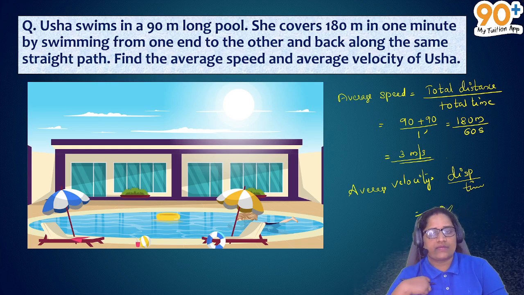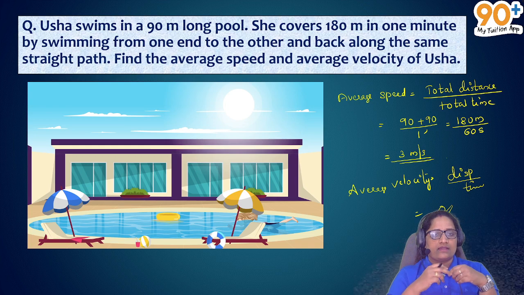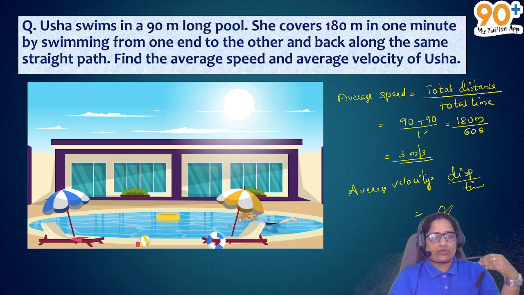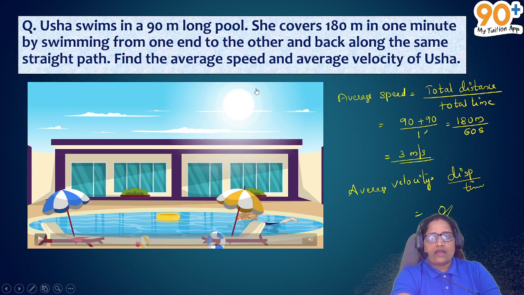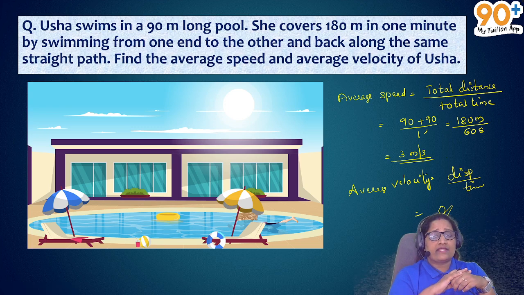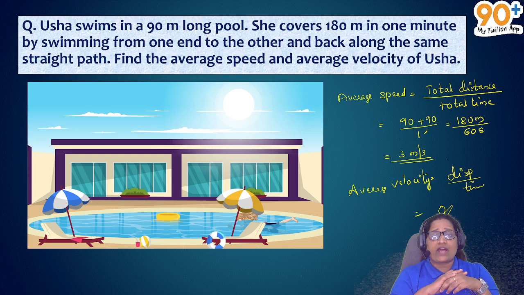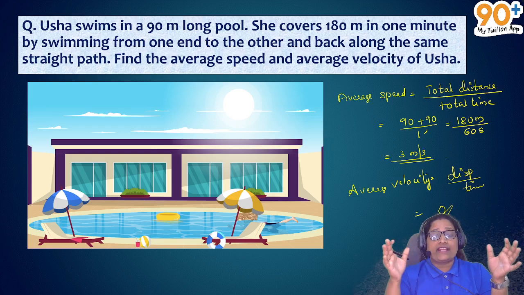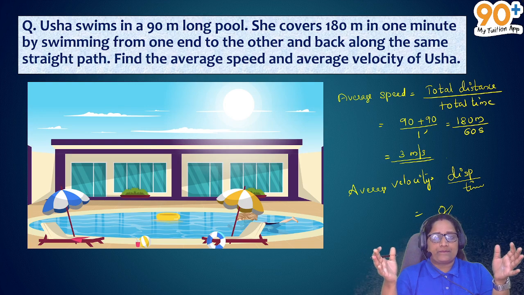0. Because displacement. Here, what is the displacement? What about Abdullah? What did you get? I got the average speed, but I don't know how to get the average velocity. Displacement divided by time. What is the displacement now? See, what is the displacement here? She covers 180 meter in 1 minute by swimming from one end to the other and back along the same straight path. Total length of the pool is 90 meter.